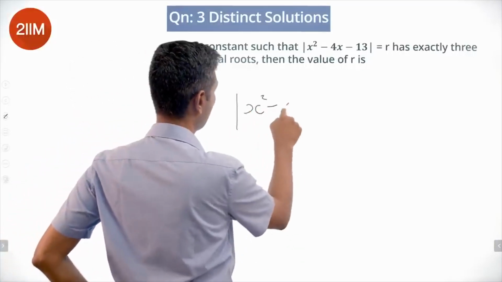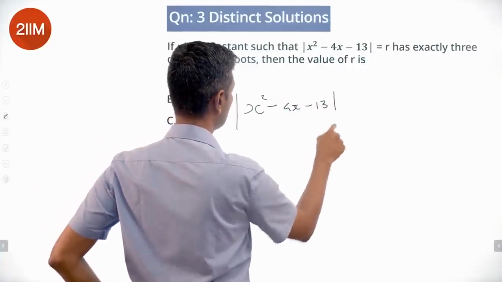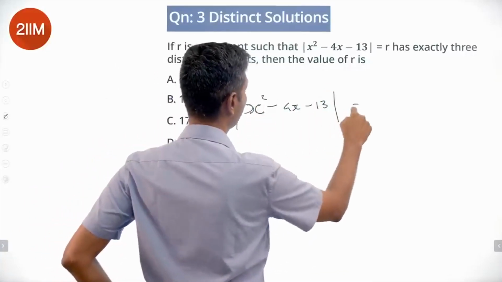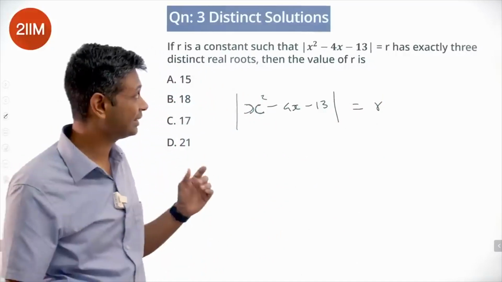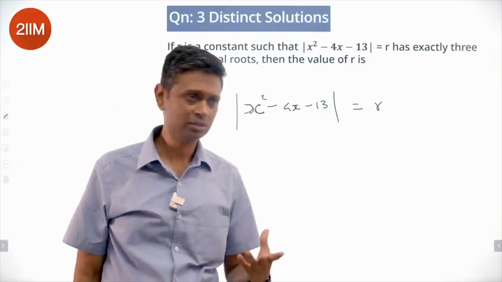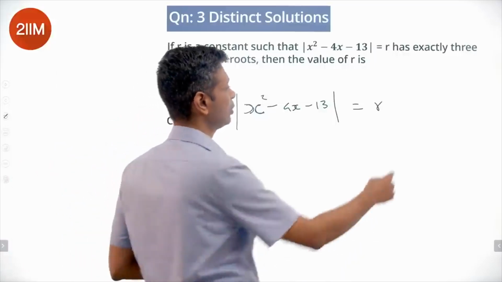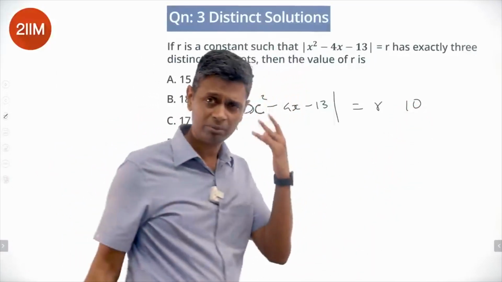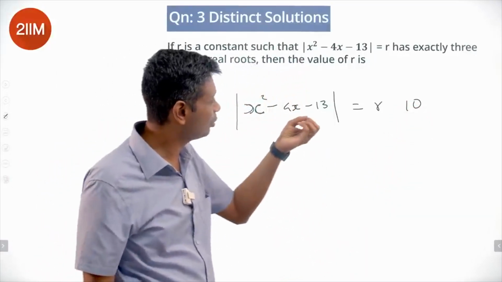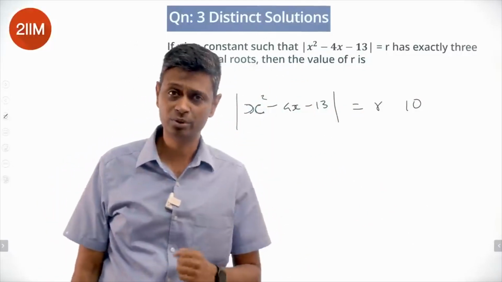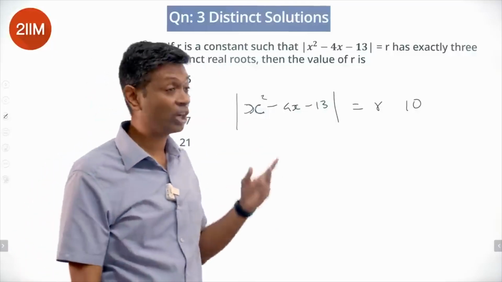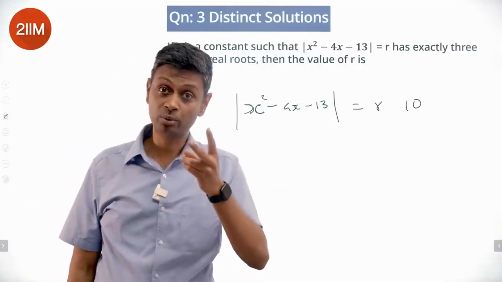So x square minus 4x minus 13. It looks like it cannot be factorized. It is not required that we factorize this. Fine. So the idea is it has exactly 3 roots. Suppose this were equal to say 10. What am I doing? I'm saying this is equal to plus 10 gives us a solution. This equal to minus 10 gives us a solution. That means plus 10 will give us 2 roots, minus 10 will give us 2 roots.